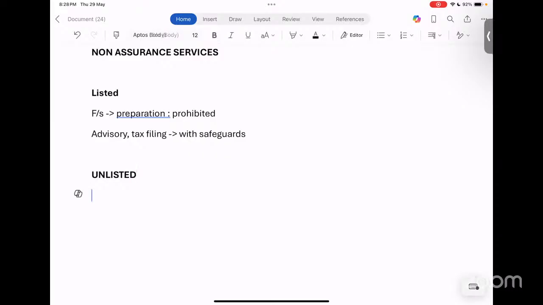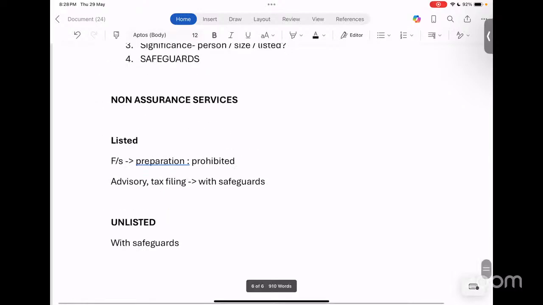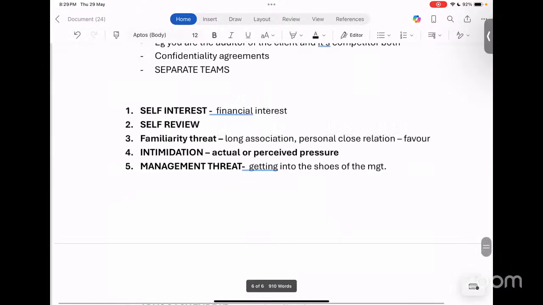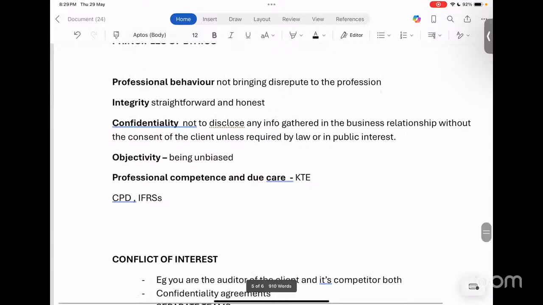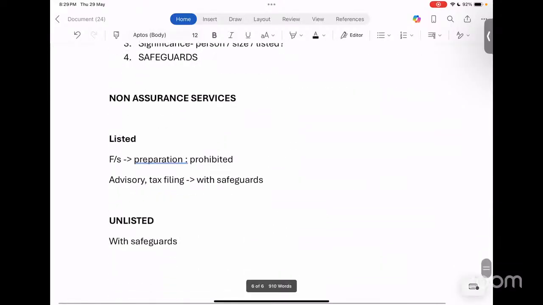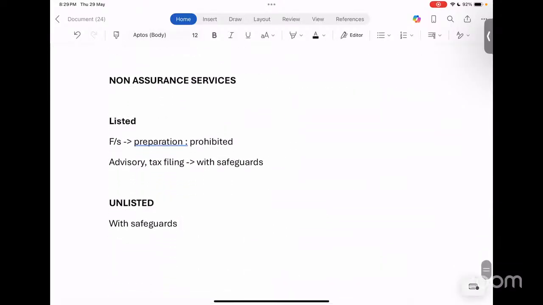Correct? So this is what we have in non-assurance services. You have to keep all this in mind. In the exam, there will be a situation given to you that there is a self-interest threat arising. You will comment why it is a threat, what is the significance of the threat, how can you reduce it, whether you should accept the engagement or not, whether you should withdraw from the engagement. This is the best approach. And if you get any such question where we talk about non-assurance services, these are the rules for listed and unlisted clients. Are we clear on this?